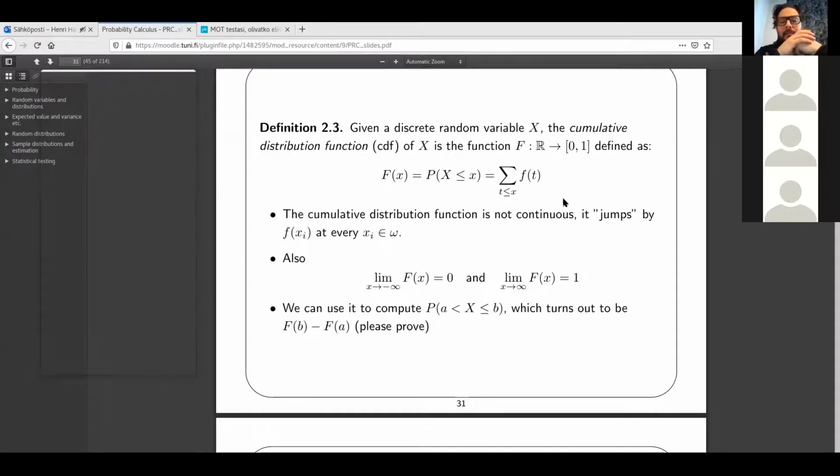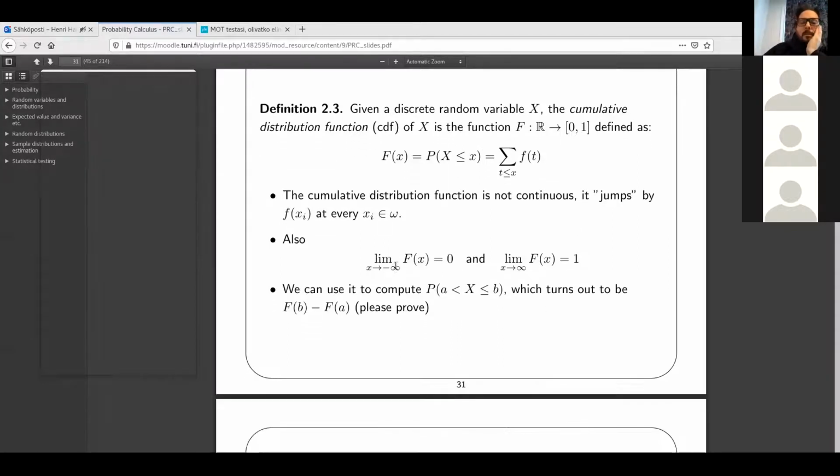Okay, so obviously the limit at minus infinity is 0, regardless of the sample space. If it's like a die roll, the numbers are between 1 and 6, and the probability of getting something smaller than or equal to 0 is obviously 0. So anything smaller than that is just 0. And likewise, the limit at infinity is 1. Like with the die roll, the probability of getting a number smaller than or equal to 10 is 1, because all the numbers are between 1 and 6.